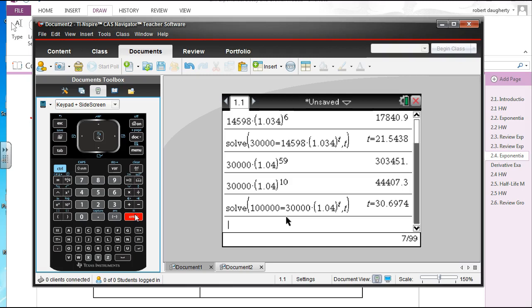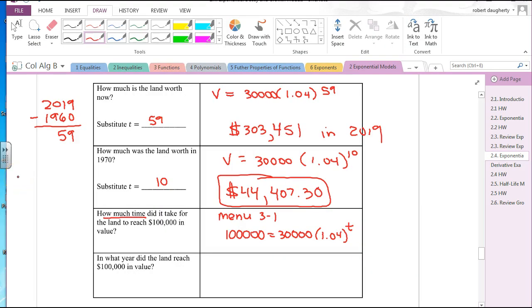30.70. Okay. So this happens in 30.70 years. Now the question here, how much time did it take for the land to get to 100,000? This is the appropriate answer. It took 30.7 years.